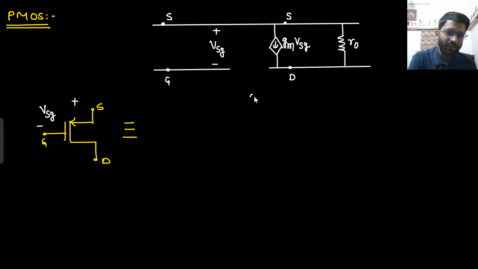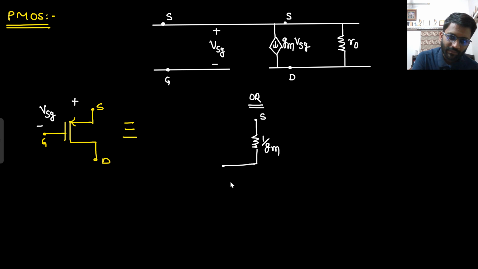What will be the second model? Here I have the VSG potential. That means the resistance will be 1 by GM. This is source, and let's assume this is gate. So here I will have 1 by GM resistance. The gate current I know is 0 ampere. Why is the resistance 1 by GM? Because I have VSG potential here, and from source to drain I have GM VSG current.